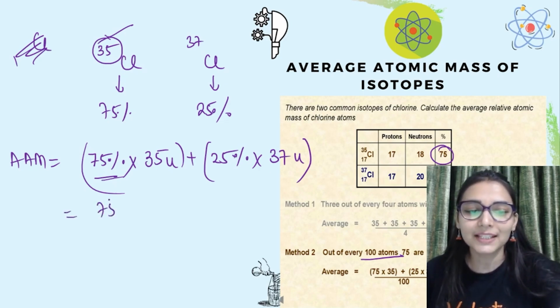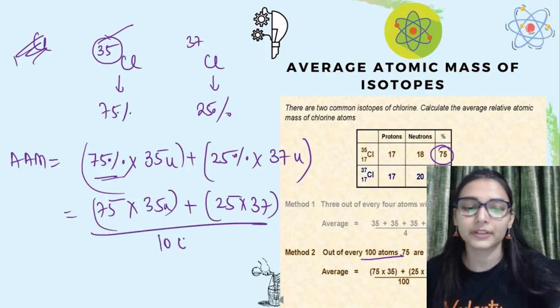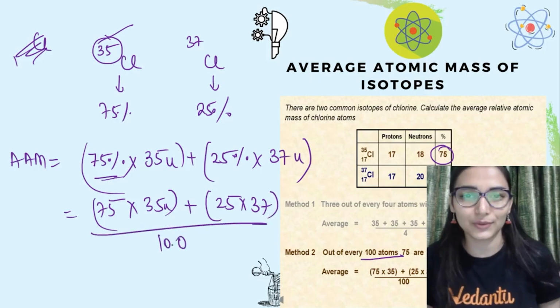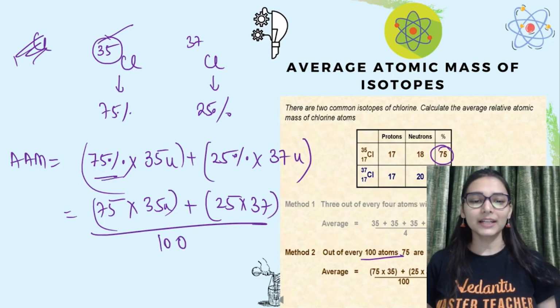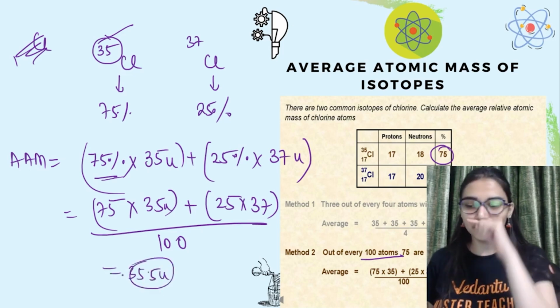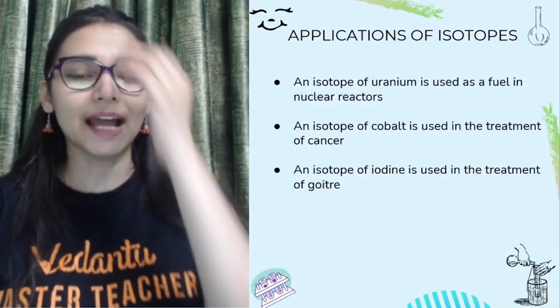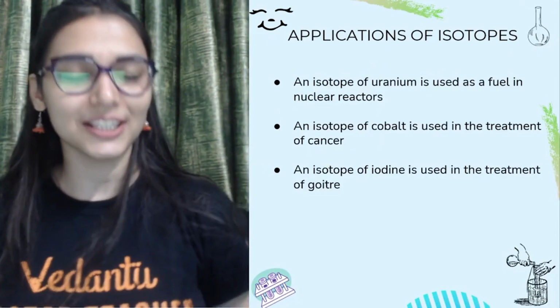So that would be like 75 into 35 plus 25 into 37 divided by 100. That is a basic way to do it. ठीक है, ऐसे आप कर लेना, you will get the mass equal coming out as 35.5 units. Very simple. Okay, so practice that for bromine. I want each one of you to do that.